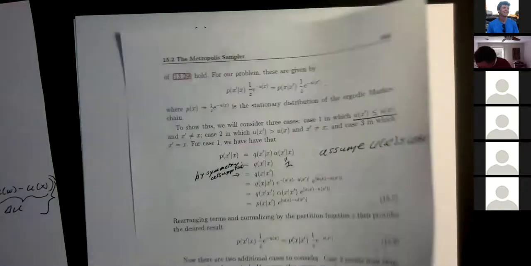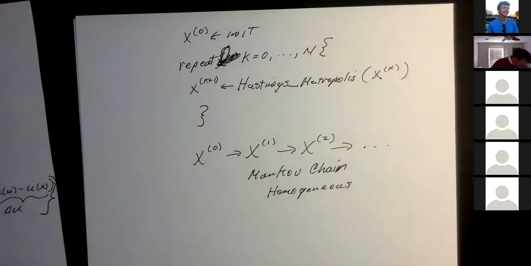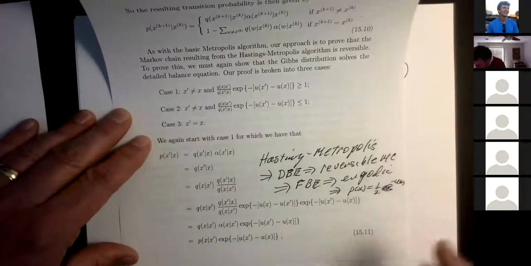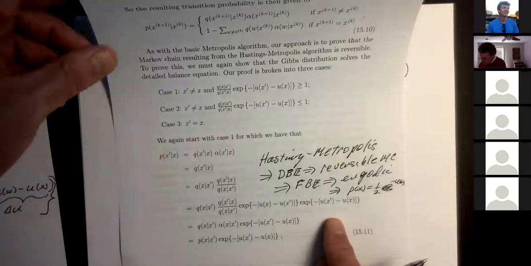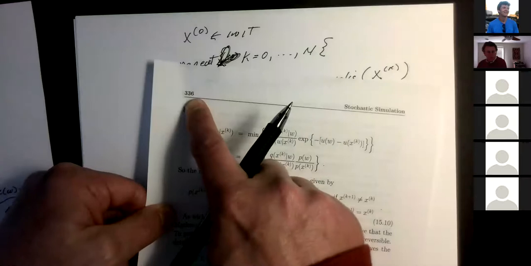This is the proof that I gave you that the Metropolis algorithm detailed balance equations hold. Somewhere here, here's the proof. I knew it was here. Okay, here's the proof that the detailed balance equations hold for the Metropolis-Hastings case. It's on page 336.